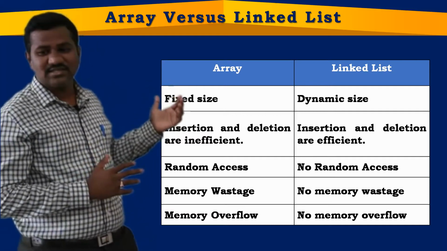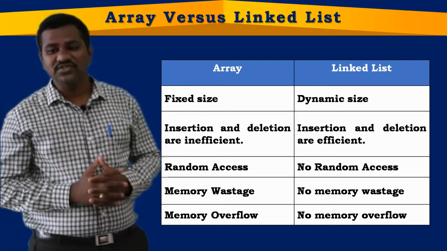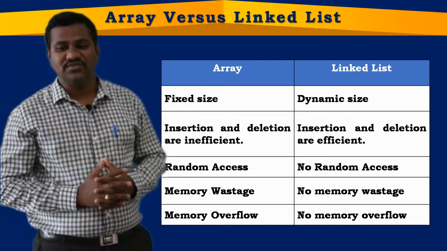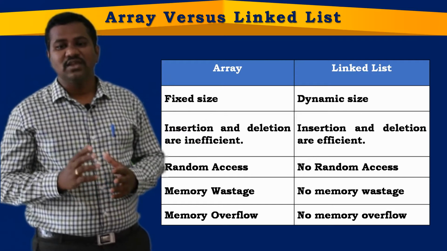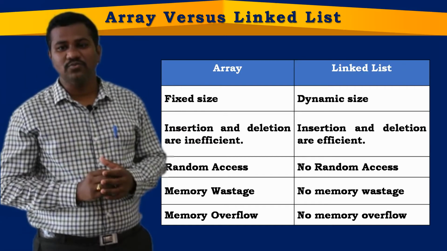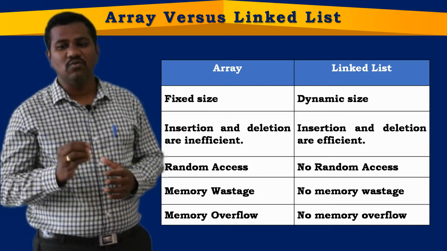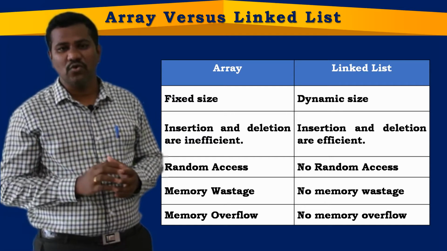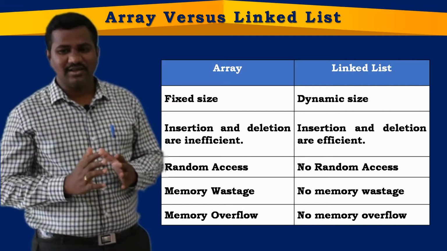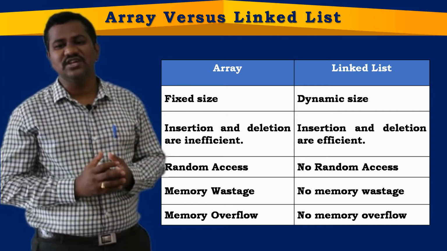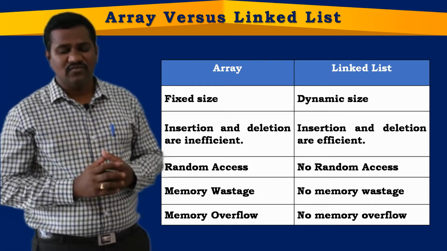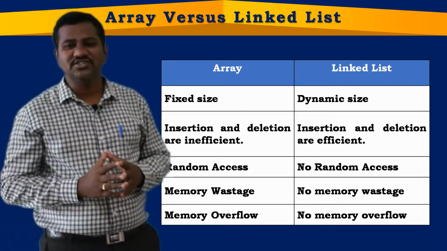Next, insertion and deletion are inefficient in the case of arrays, whereas in linked lists, insertion and deletion are efficient. That means in arrays, if you want to perform insertion or deletion, some shifting operations need to be performed, which leads to writing a huge amount of code and increases the complexity of the program. Because of this, insertion and deletion operations become inefficient in arrays when compared to linked lists. Whereas in linked lists, insertion and deletion are efficient.